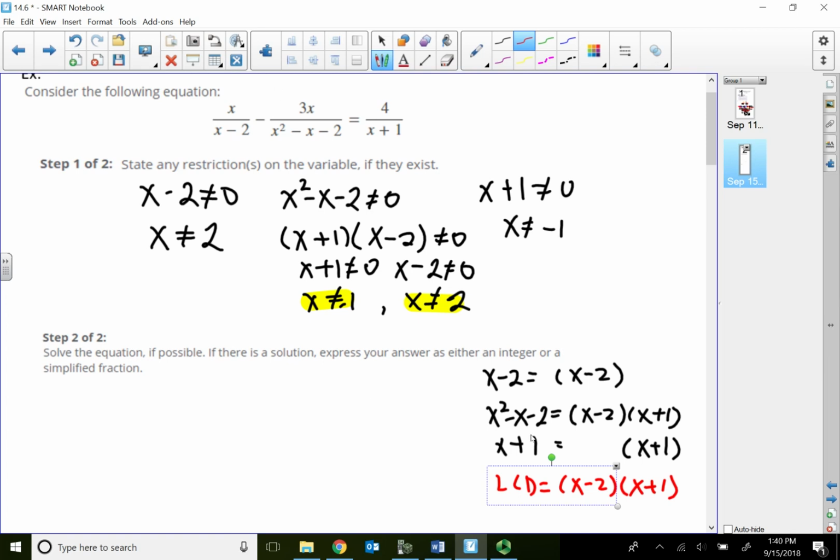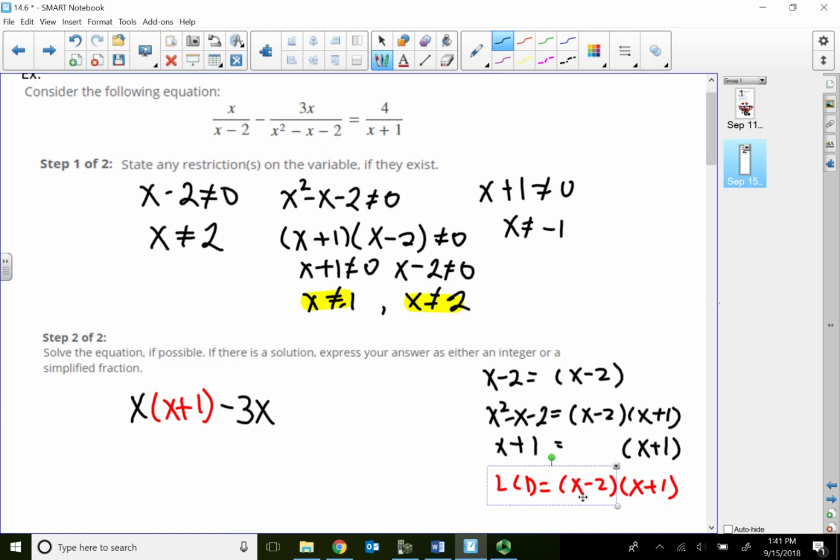So let's take my LCD, multiply every term. So with my LCD times the first term, the x minus 2 should cancel out. Or we can say, what does my LCD have that the first denominator does not have? The first denominator does not have x plus 1. So we take that x plus 1 times the numerator, which is x up here. All right, minus 3x times my second denominator.